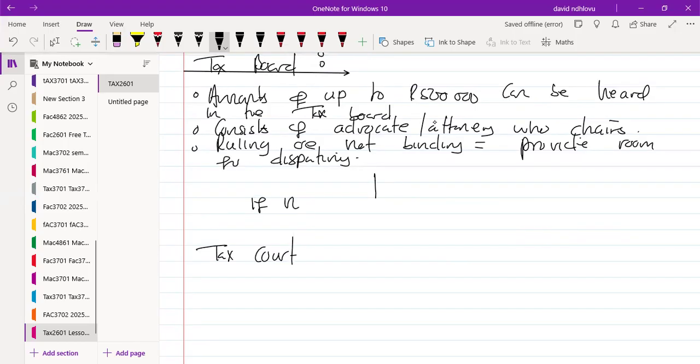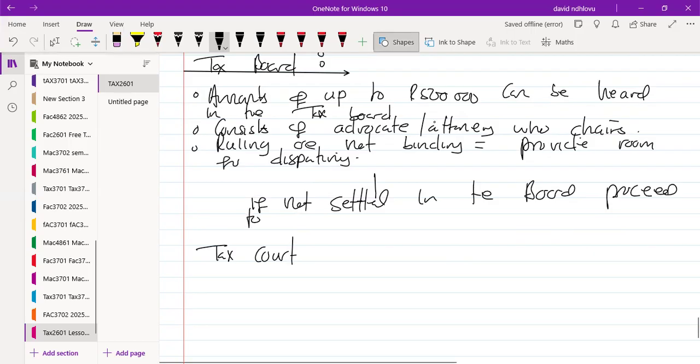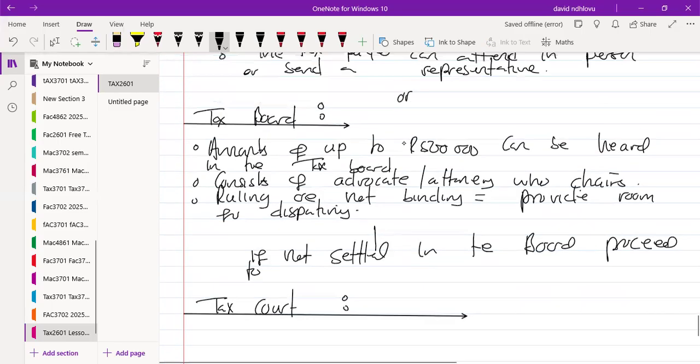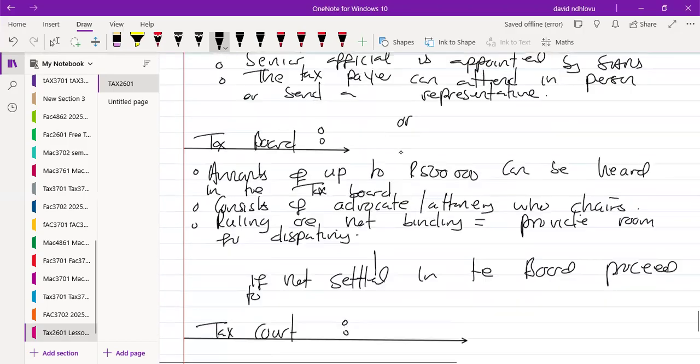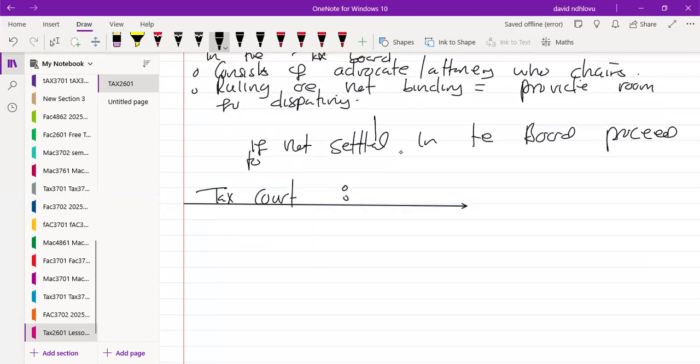Right. So if not settled in the board, proceed to the tax court. So now we go to the court of law. Remember, we're still here trying to solve the matter amicably, but we're in disagreement. Now we use the courts. Right. The tax court again does not issue binding rulings.